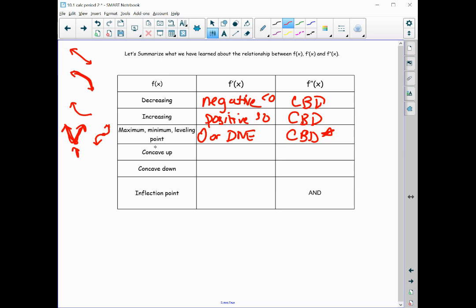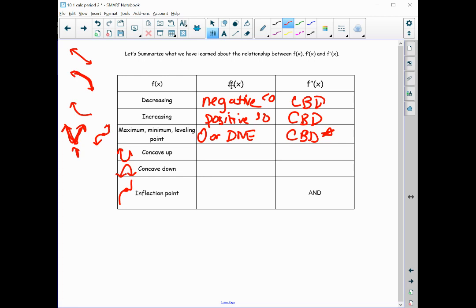Okay, let's go on to the next category that we describe a function. Now we can describe a function as concave up, we can describe a function as concave down, and we can describe what we call an inflection point. Okay, so for concave up, if my function is concave up, now that function could be increasing or decreasing. It just means the curvature has the shape of concave up.